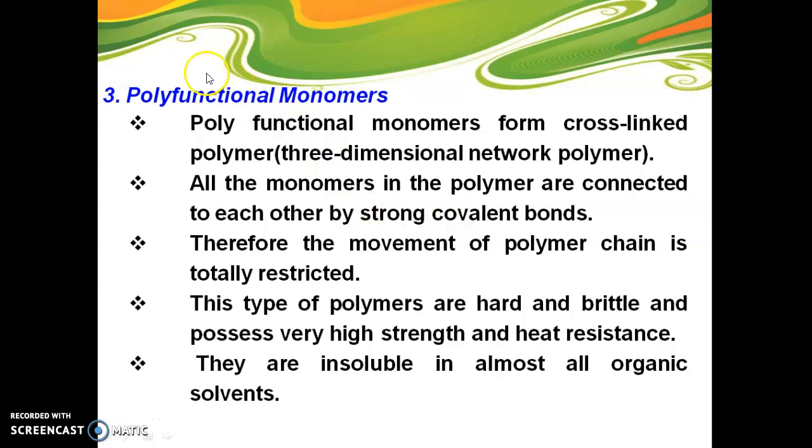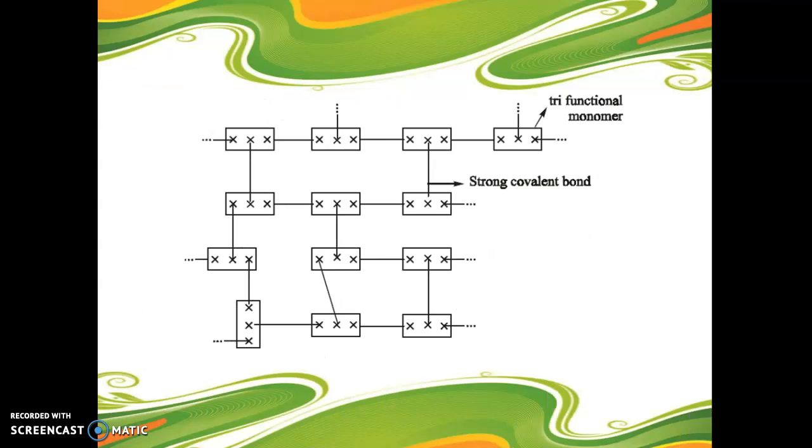Okay. Next, polyfunctional monomers. Polyfunctional monomers form cross-linked polymers. All the monomers in the polymer are connected to each other by strong covalent bonds. Therefore, the movement of the polymeric chain is totally restricted. This type of polymer is very hard and brittle and possesses very high strength and heat resistance. They are insoluble in almost all organic solvents. So this is the type. It forms cross-links between the functional groups.